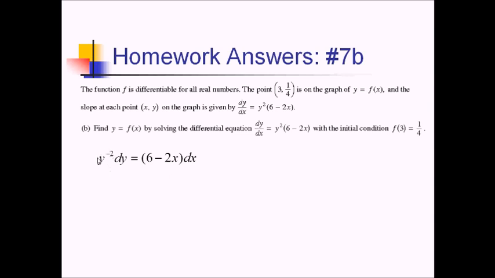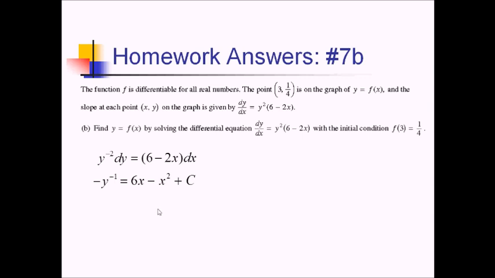Dividing by that, we've got negative y to the negative 1. On the right side, we've actually got a few terms to take the antiderivative of. 6 becomes 6x. This negative 2x is going to be negative x squared if we bump that exponent up to 2 and divide. And don't forget your plus c.